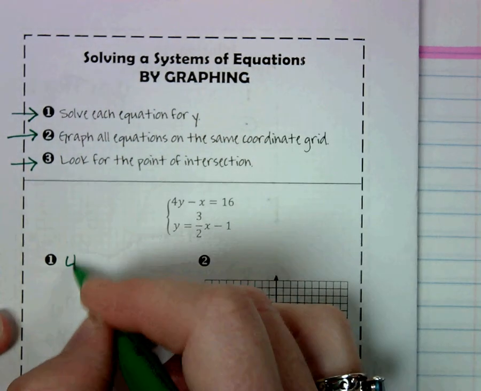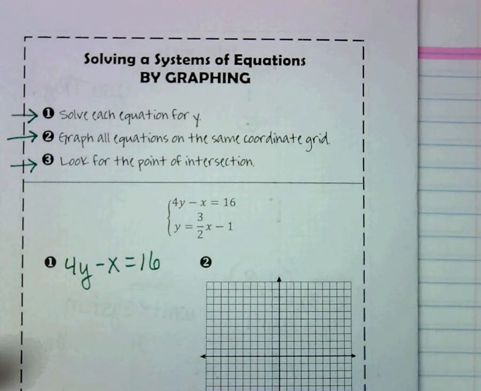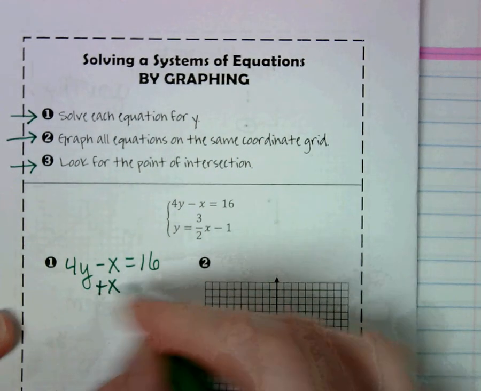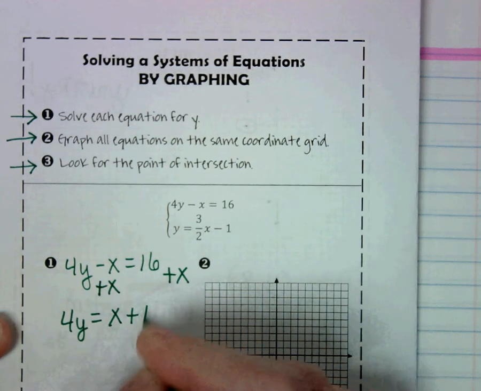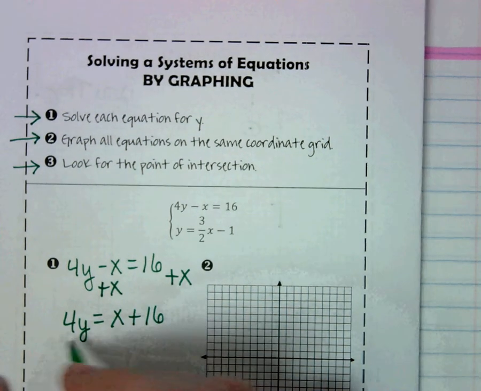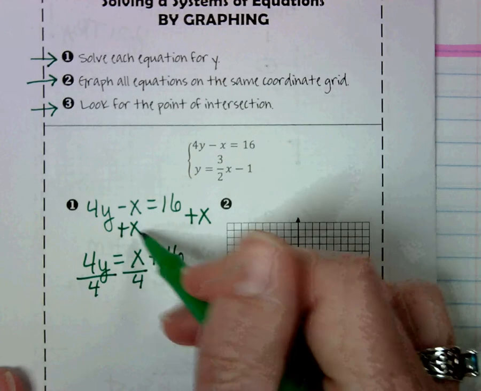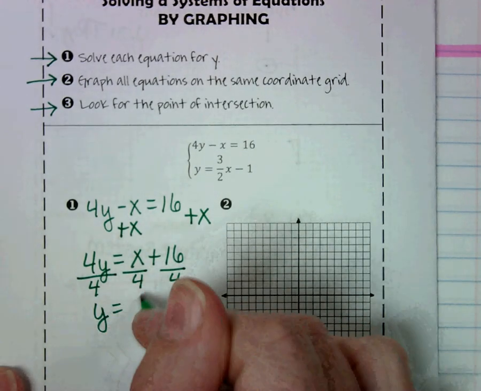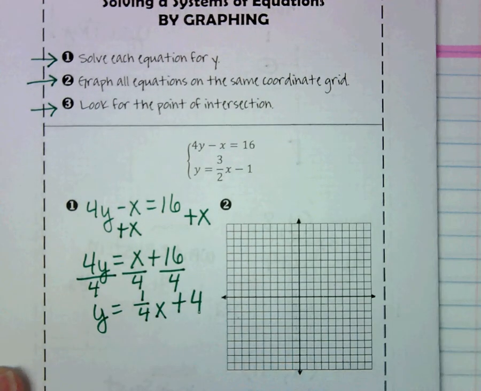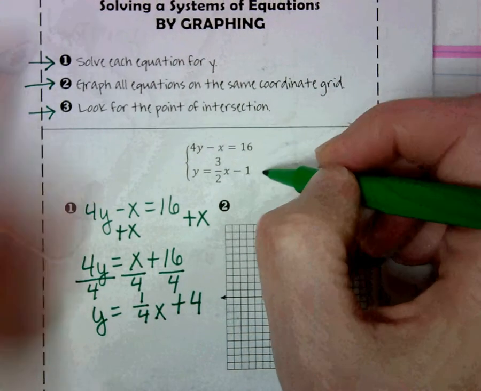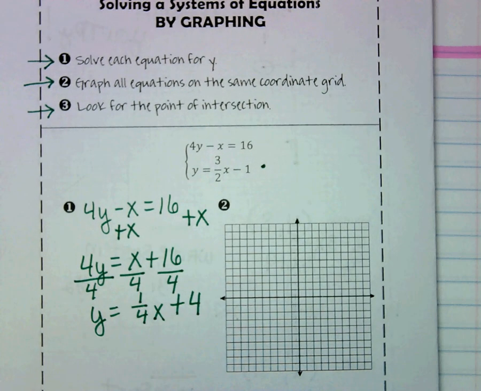So if I have 4y minus x equals 16, I need to solve for y. Remember, you must do inverse operations. Okay, so I'm going to add x. I'm going to divide by 4. Now this stumps us sometimes. Remember, this would be 1/4 x plus 4. Okay, and so now I'm ready to graph that as well as the second equation in my system, which is already solved for y.